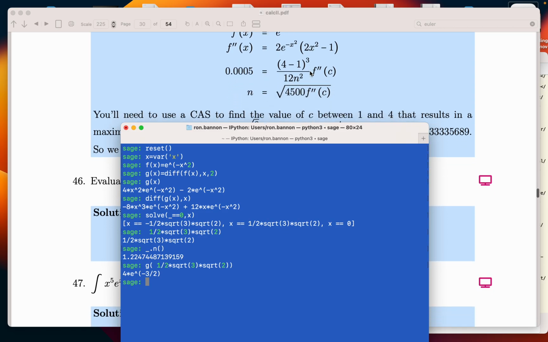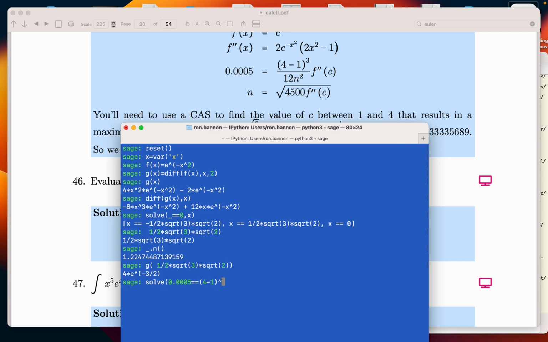Now, someone says, what are you going to do with that? I've got to solve an equation now. So let me write that down for you. I'm going to say solve, S-O-L-V-E, and I'm going to put down 0.0005. The double equal sign is indicating an equation. And I'm going to write down 4 minus 1.